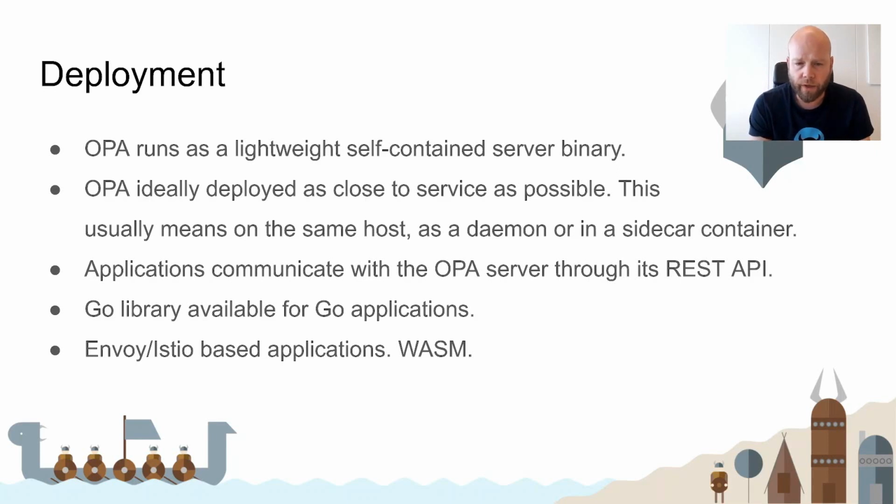Applications then communicate with OPA normally through the OPA REST API. But there's also other options available. If you're writing a Go application, you can use OPA as a Go library. And if you're using Envoy or Istio, there's also the option to use specially crafted OPA binaries that are made for that purpose. Finally, there's also the option of using WebAssembly, compiling your policies into WebAssembly. So it's a really versatile tool, and the deployment model allows for a lot of variation.